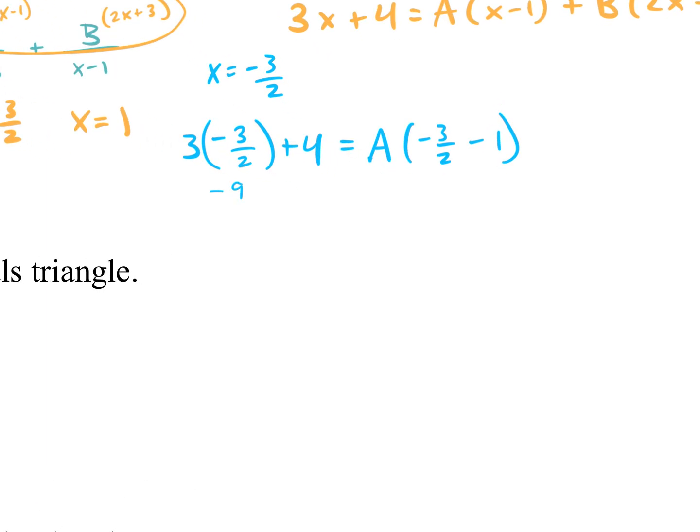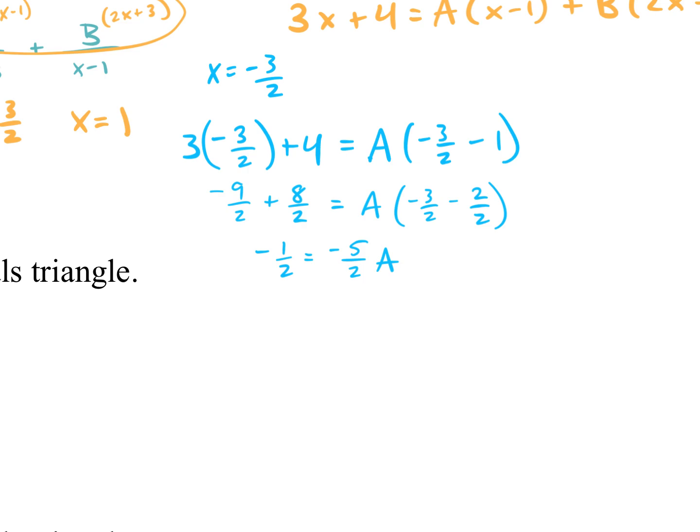This gives us negative 9 over 2 plus, I need a common denominator if I'm going to add these together. So I'm going to change this to be 8 over 2. That's equal to a times negative 3 over 2 minus 2 over 2. Again, I need a common denominator if we're going to add or subtract. So we get negative 1/2 equals negative 5 halves times a.